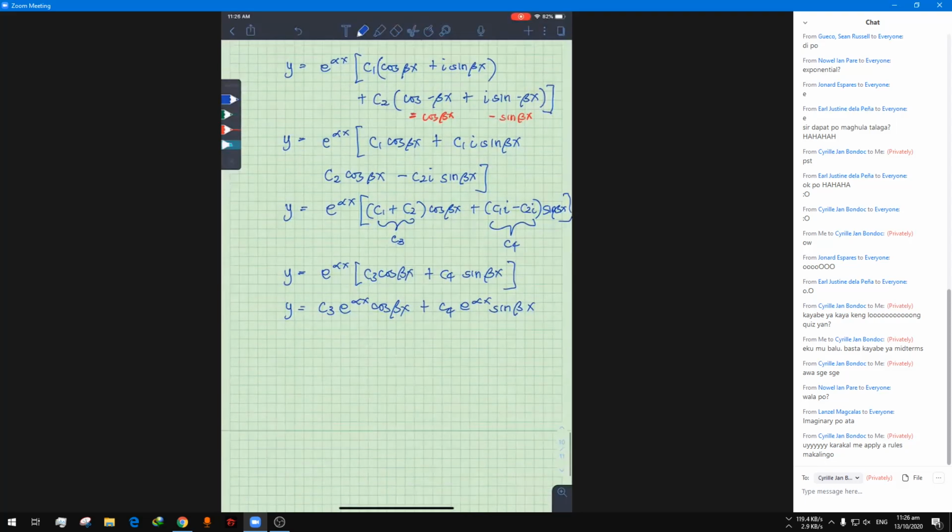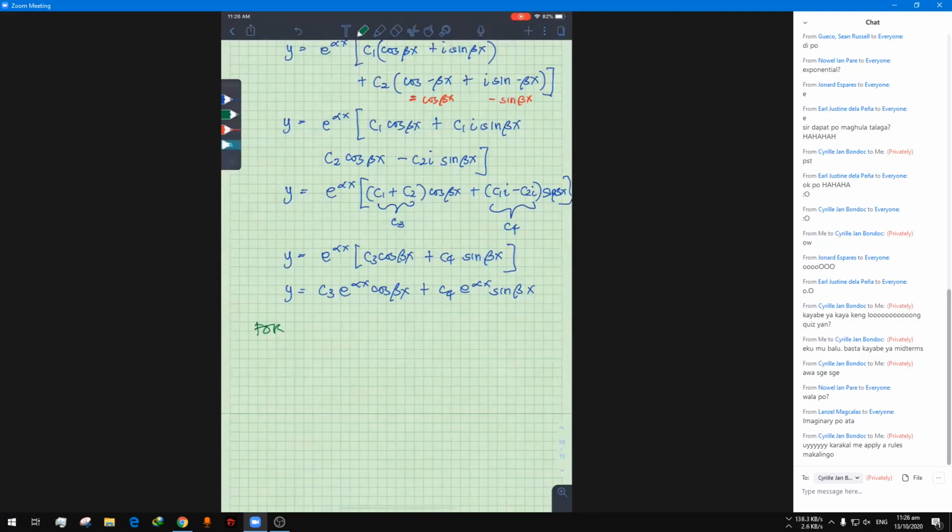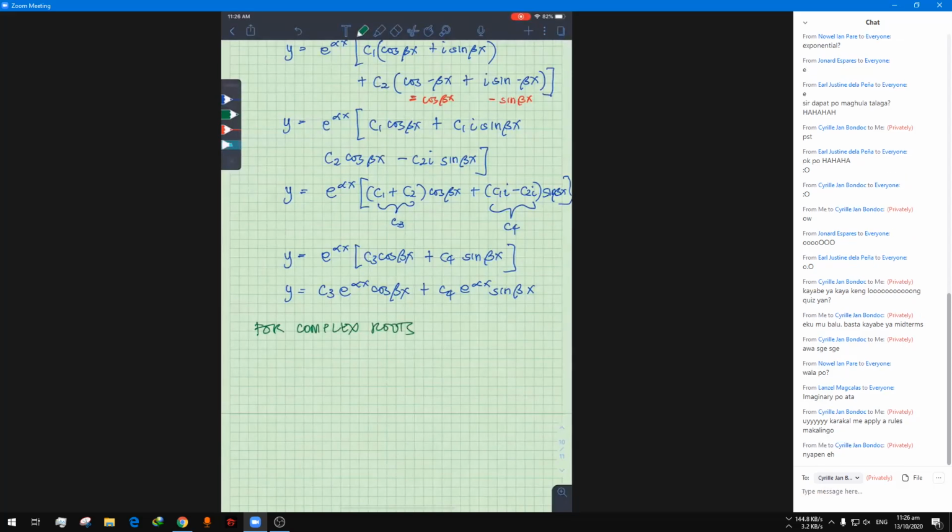So in short, for imaginary roots, or complex roots, not imaginary. So for complex roots, y then is equals to, so palitan ko na lang yung C3 ng C1, no? So constant lang yon ng e alpha x cosine beta x. Tapos plus C2 e alpha x sine beta x.